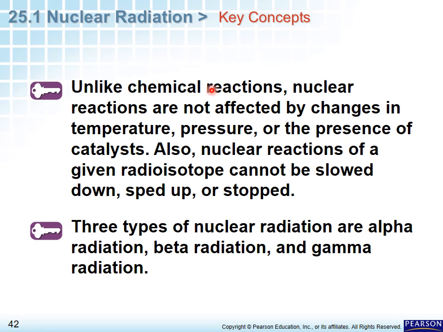Okay, a quick key point here. Unlike chemical reactions, nuclear reactions are not affected by changes in temperature, pressure, or the presence of catalysts. Also, nuclear reactions of a given radioisotope cannot be slowed down, sped up, or stopped. Another key point: three types of nuclear radiation are alpha, beta, and gamma radiation.